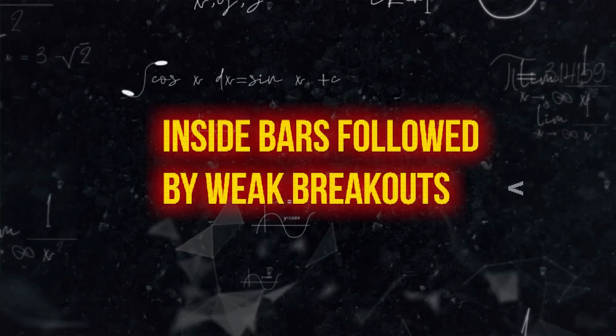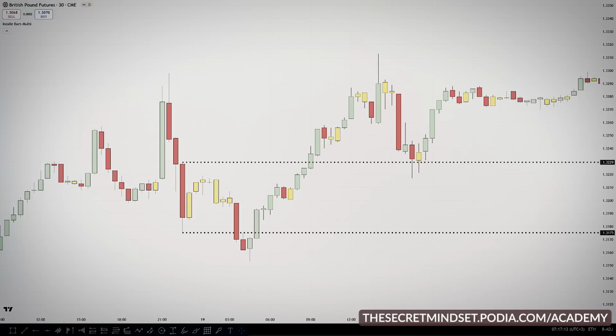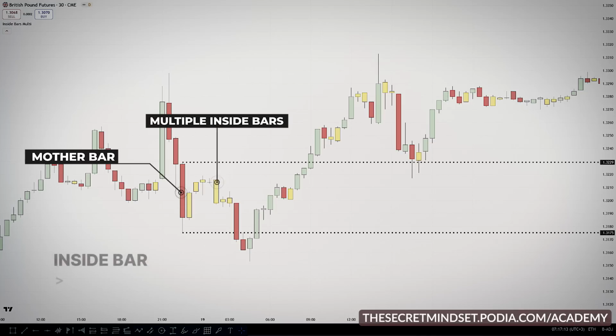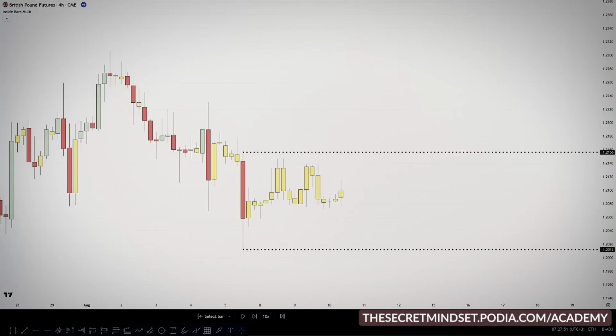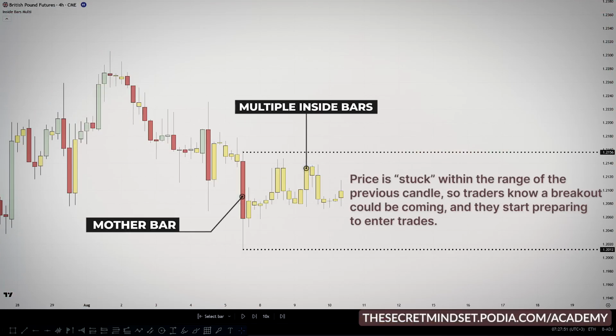Inside bars, followed by weak breakouts, are one of the classic setups that can often lead to losing trades. An inside bar is a candle that forms completely within the range of the previous candle. Think of it as a sign of indecision or consolidation in the market. The price isn't moving much, and traders are waiting for something to happen. Because the price is stuck within the range of the previous candle, traders know a breakout could be coming, and they start preparing to enter trades based on whether the breakout is bullish or bearish.